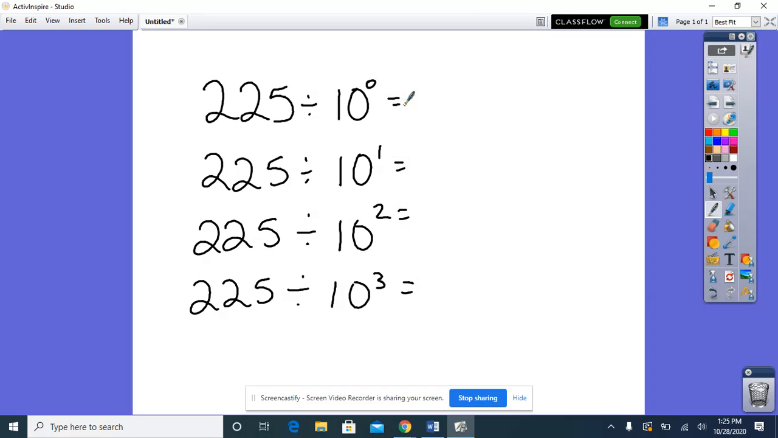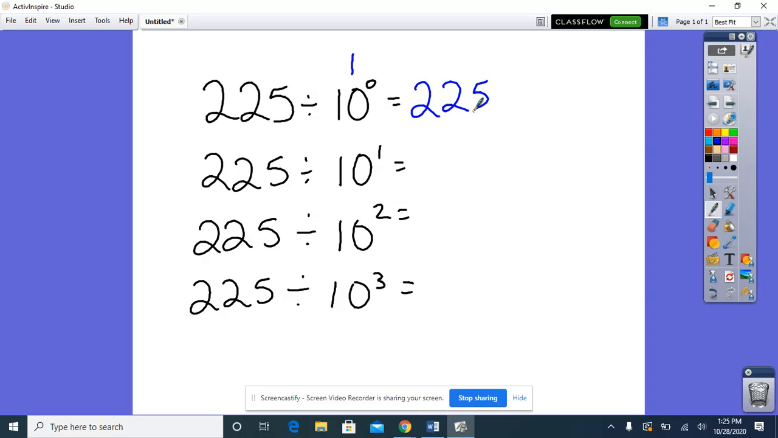When I look at this, I think of PEMDAS, P being parentheses, which needs to be solved first. We don't have any parentheses. Next would be exponents. So I want to go ahead and solve this exponent and just write what it equals above it. 10 to the 0th power equals 1. So if I do 225 divided by 1, I'm still going to get 225. That one's pretty easy.